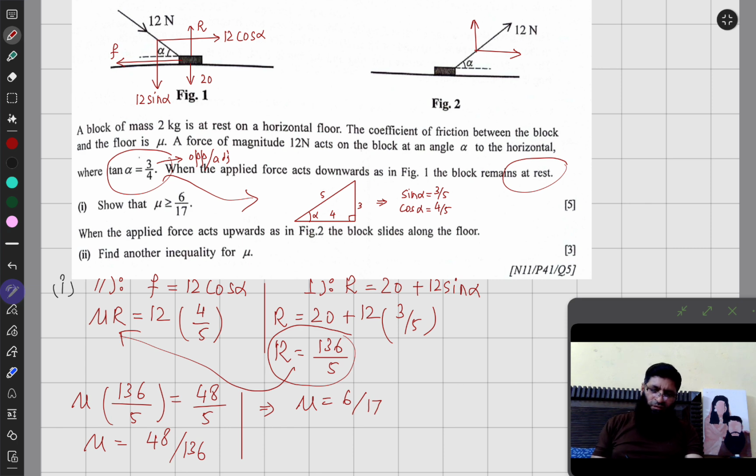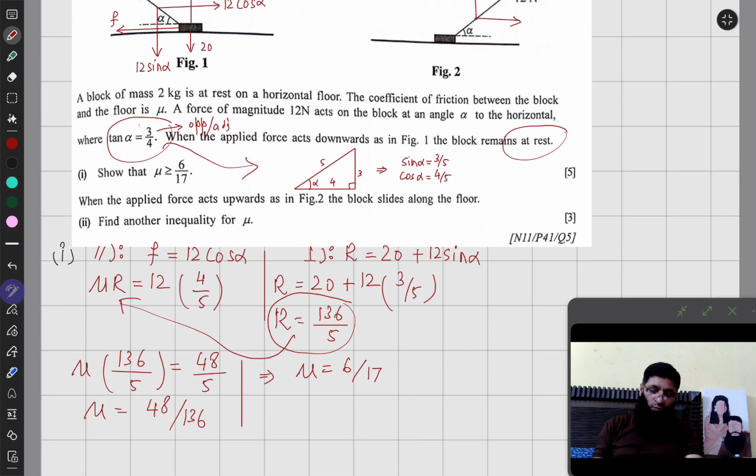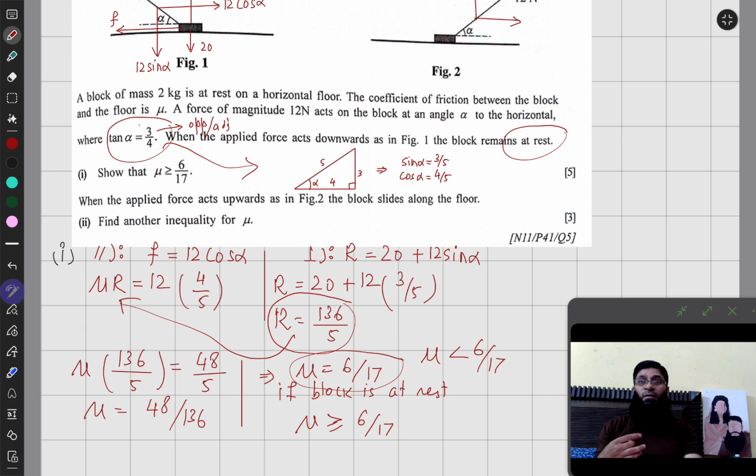But you can see that the block remains at rest. Now there is a condition that if you want the block to be at rest, the coefficient of friction must be greater or equal to 6 by 17. Because if it is less than 6 by 17, then there will be less friction and the block will start moving. Now in this case, you can see that the block is at rest, so the coefficient of friction must be greater or equal to 6 by 17.